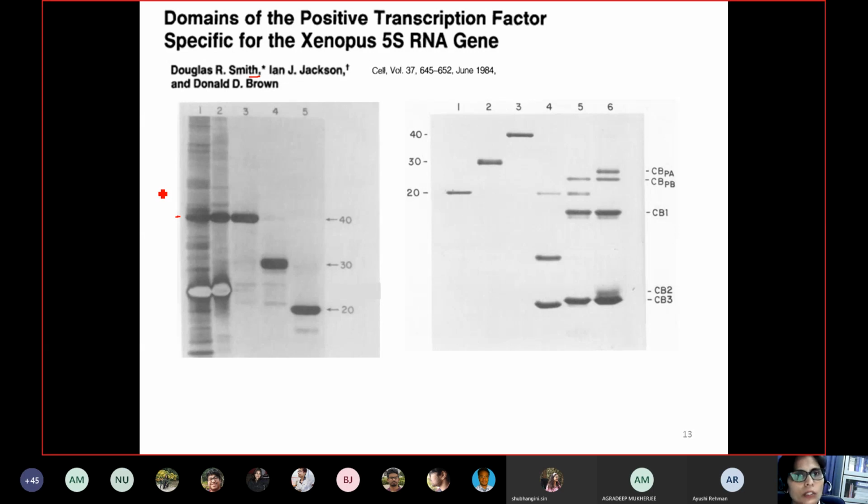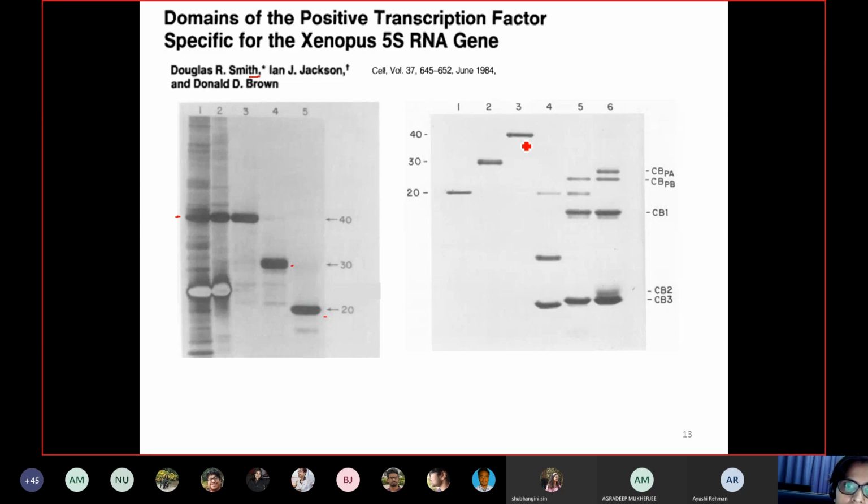And now he wanted to study this protein, and for that, as I mentioned earlier, you have lots of proteolytic enzymes. He digested this protein with different enzymes, and what he found was that the 40 kilodalton transcription factor is digested into 30 and 20 kilodalton fragments after 2 to 3 hours with the proteolytic enzymes. Now what he did was isolate or purify these independent fragments, 40, 30 and 20 kilodalton.